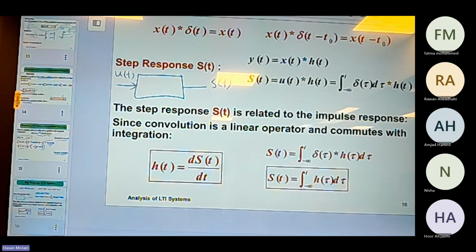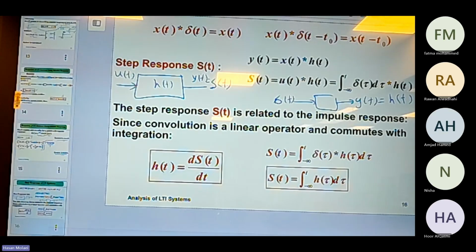If there is a system with an impulse response of h(t), impulse response means if I apply delta(t), the output equals h(t). So we call h(t) the impulse response. If I apply u(t), the unit step itself, as an input, I call the output s(t), which is the step response. What's the relationship between the inputs delta(t) and u(t)? Delta(t) is the derivative of u(t).